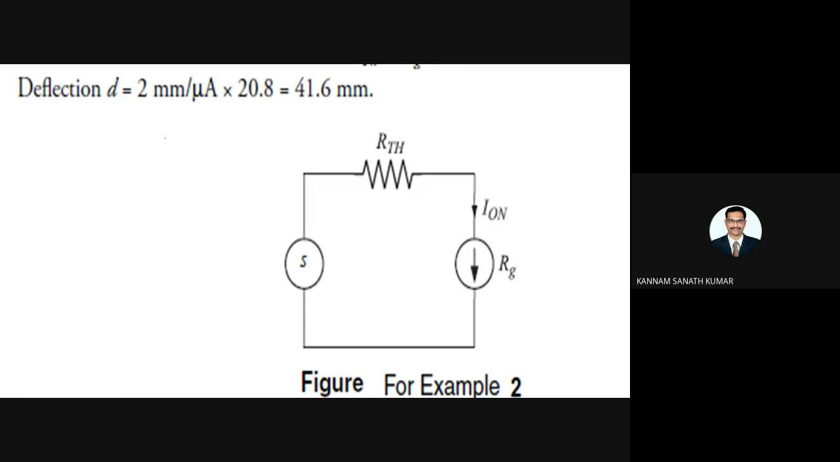Now he has given the sensitivity, 2 millimeter per microamps. You know the formula D equal to S into I. So here 2 millimeter per microamps is the S value, and this is the galvanometer current Ig, 20.8 microamps. So you are getting 41.6 millimeter. This is how you can find out the deflection.